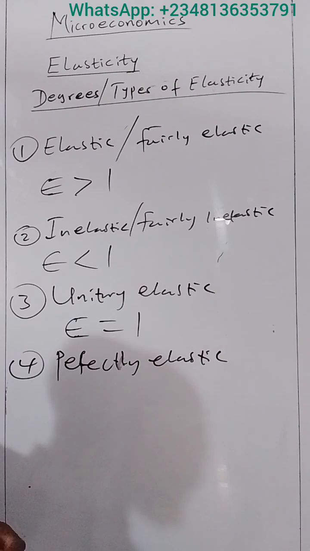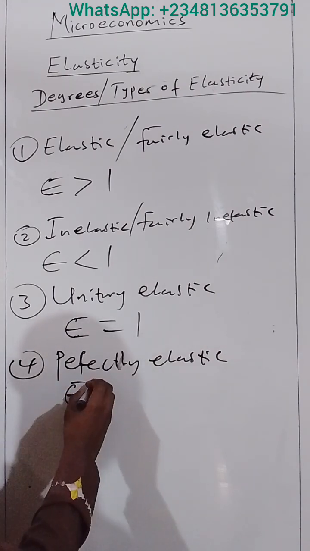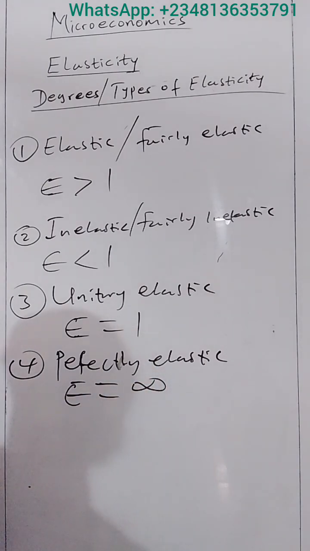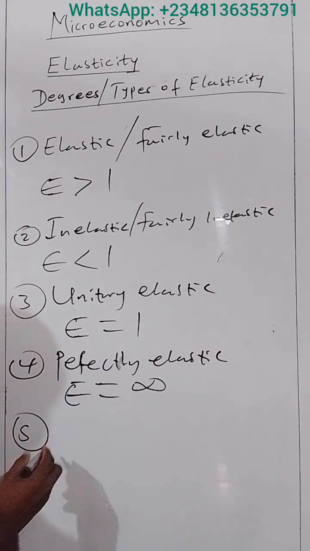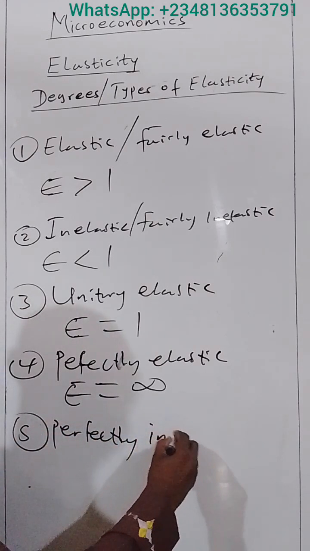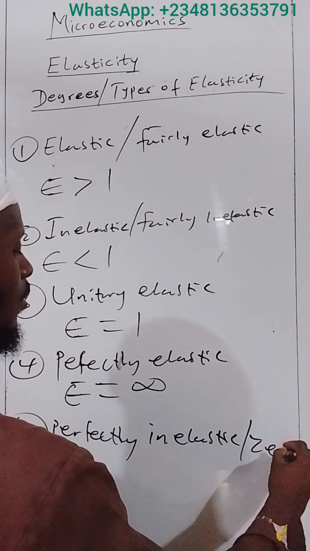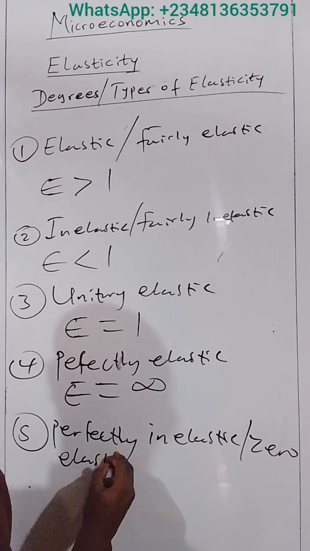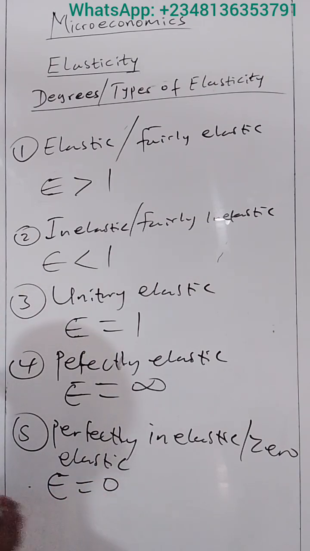When we have perfectly elastic or infinitely elastic, the coefficient of elasticity is infinity, that is, it is undefined. And the last one, the fifth one, is what we call perfectly inelastic, or what we call zero elastic. So we have zero elastic if the coefficient of the elasticity is equal to 0.